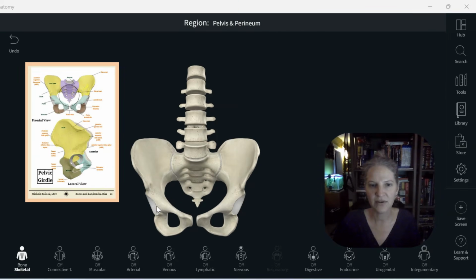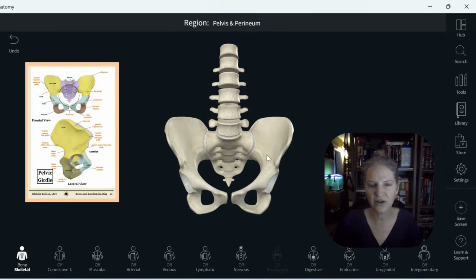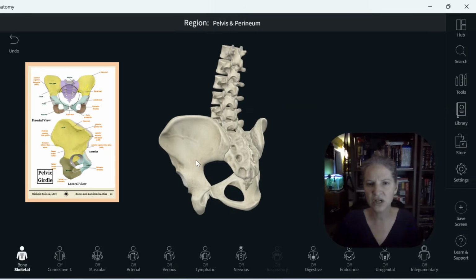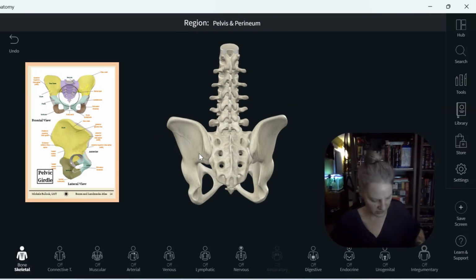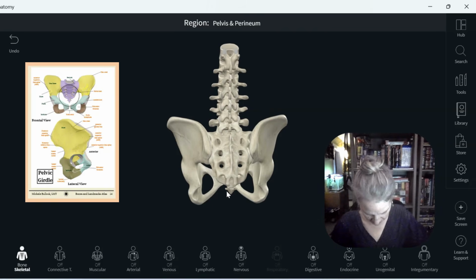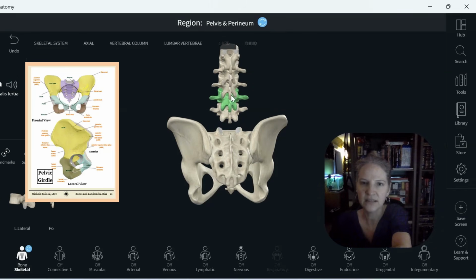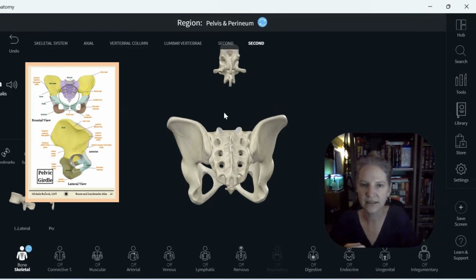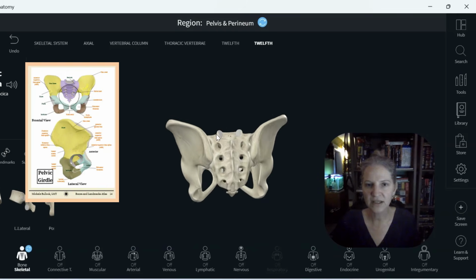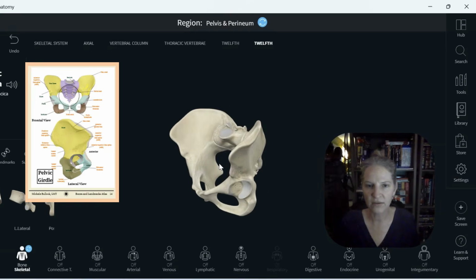Okay, now we're talking about the pelvis, the pelvic area. Ooh, I didn't finish talking about the sacrum. Let's talk about the sacrum for a second. The sacrum and the coccyx and their landmarks. So let's see. Let's take some lumbar vertebrae away. Goodbye.